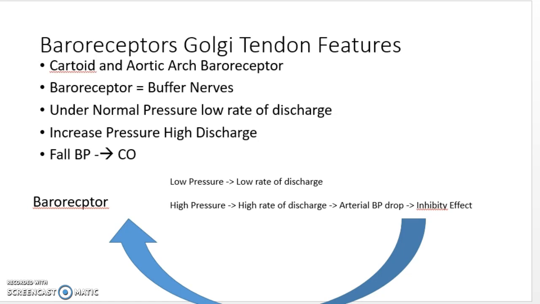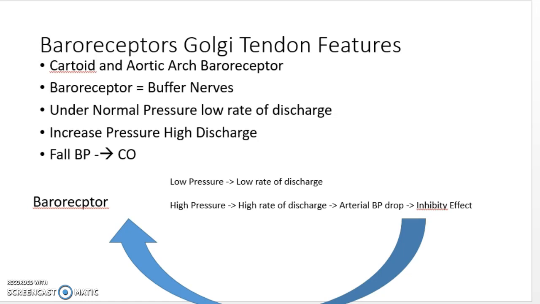So when you have carotid and aortic baroreceptors, they are myelinated nerve fibers from Golgi tendon, and these are buffer nerves. When there is a high impulse, they cause a high rate of discharge, low impulse, low rate of discharge. When the discharge rate increases, a fall in blood pressure is the result, and a fall in arterial blood pressure inhibits baroreceptor discharge, with a compensatory rise in blood pressure and cardiac output.